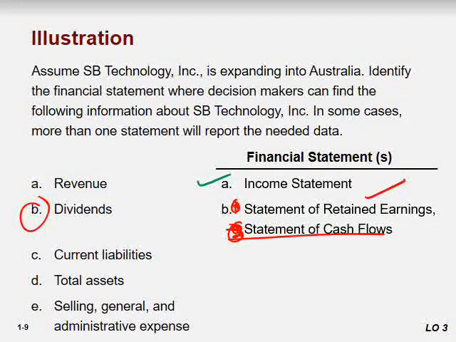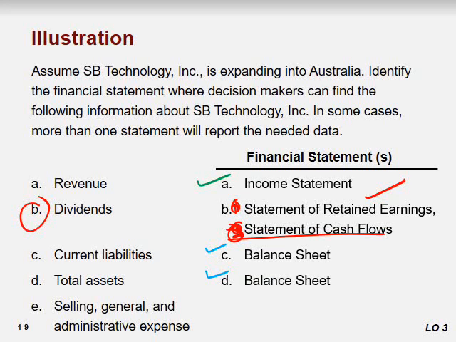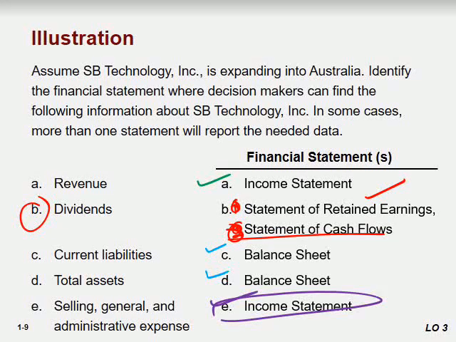How about the current liabilities? It belongs to which statement? The balance sheet. Very nice. Total assets also belong to the balance sheet. How about selling, general and administrative expenses? They belong to the income statement, right? Good. If your answers match here, it means you're in good shape. Okay, let's move forward.